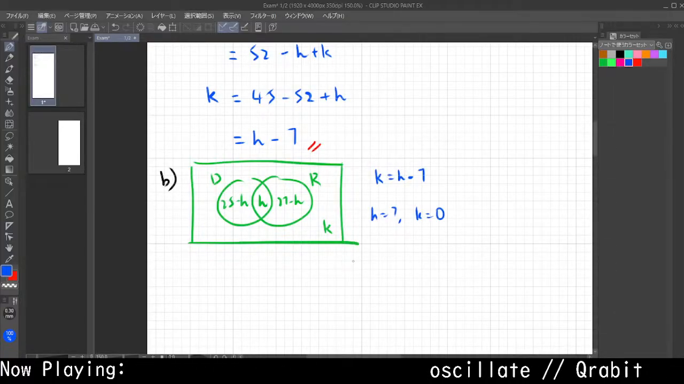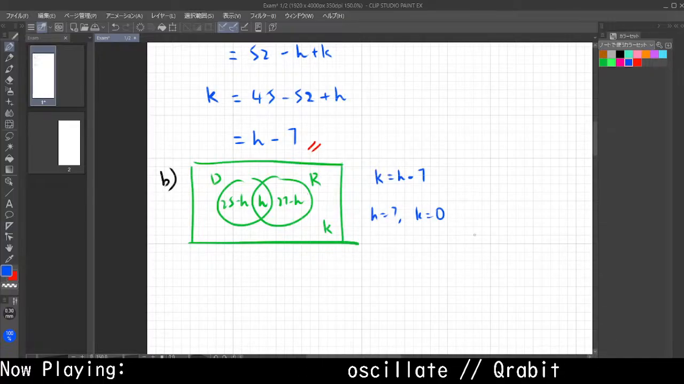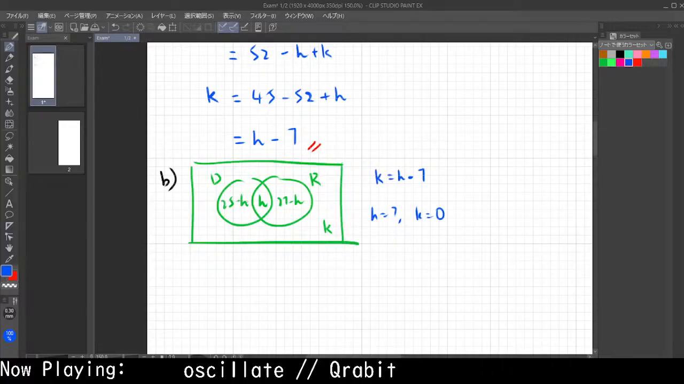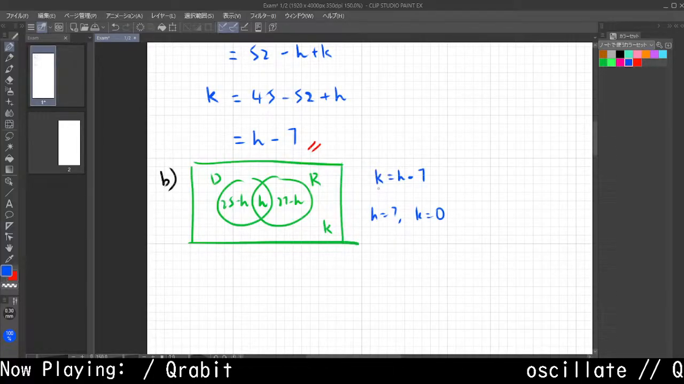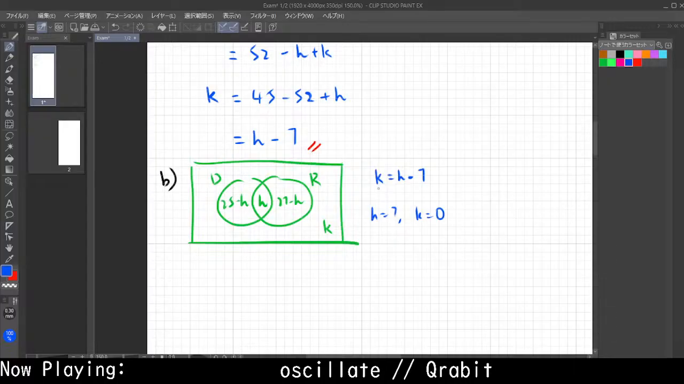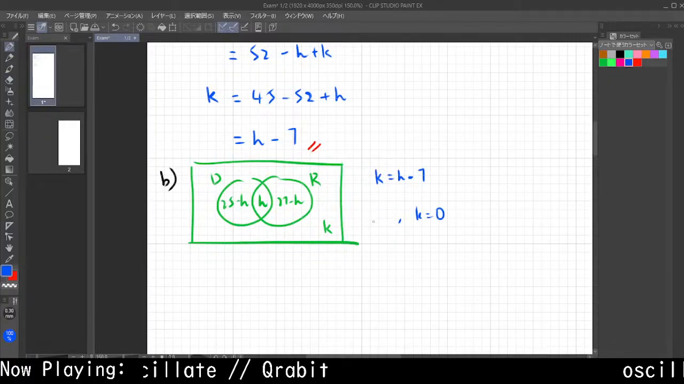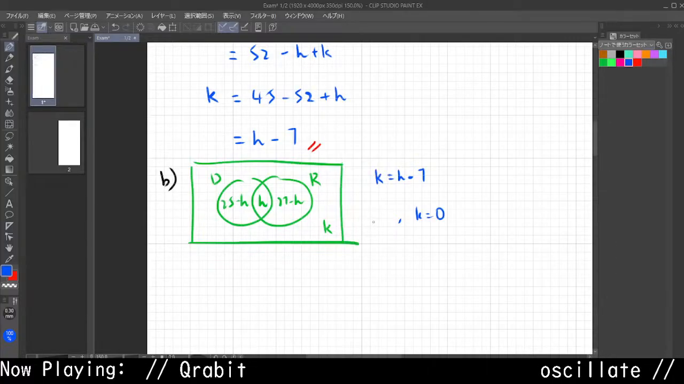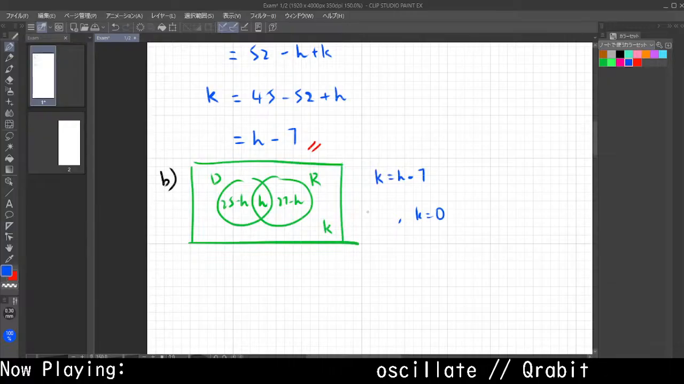Basically it's saying that all my 45 students in this scenario are only within the circles. So there is no one that doesn't like either food. Since they are in the circles, you will be able to let your number of k, the students who like neither food, be equal to 0. And the condition that makes this happen is when h equals 7.